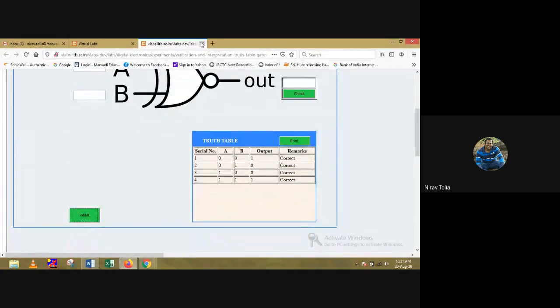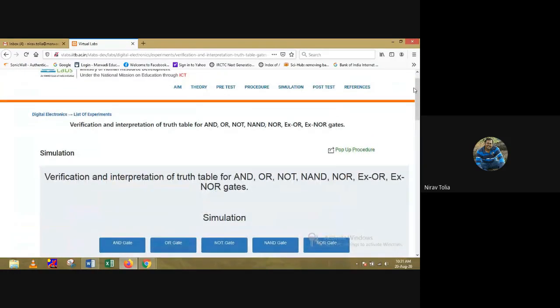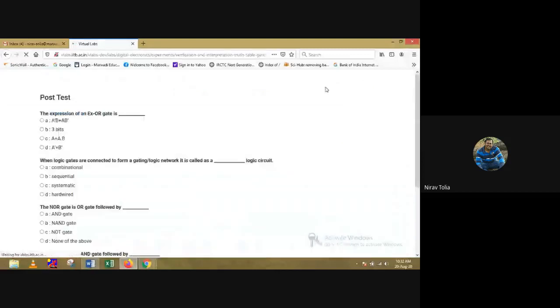So we are performing the simulation of all the gates. Now again, there is a test, which is a post test. So now please give me the answer in the chat session. So we have to go into the post test.